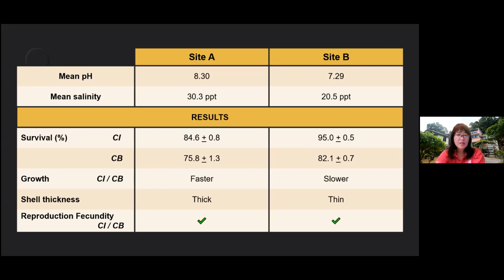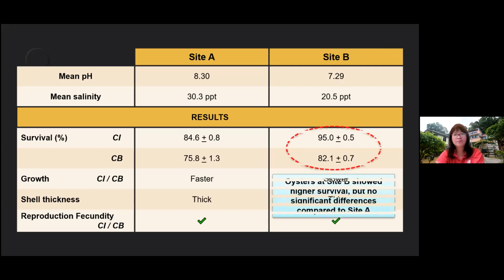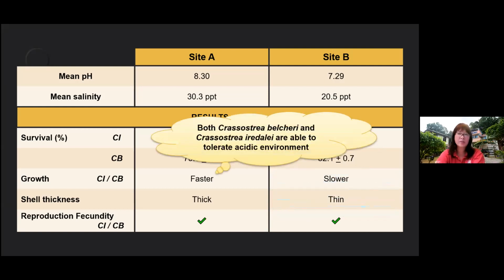And the shell thickness for Site A, which is the marine water with normal pH, is usually thicker compared to the site which is lower in pH. You can see oysters at Site B showed high survival. However, there's no significant difference compared to Site A. This is the stage where we are talking about adults. Both species show that they can actually tolerate an acidic environment when exposed to Site B, which is lower in pH and considered an acidic environment.